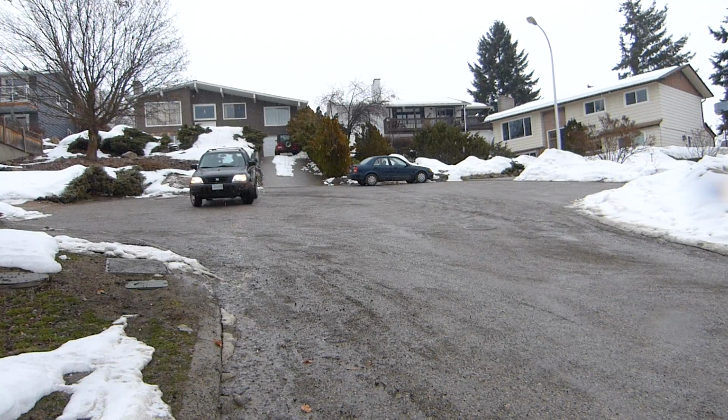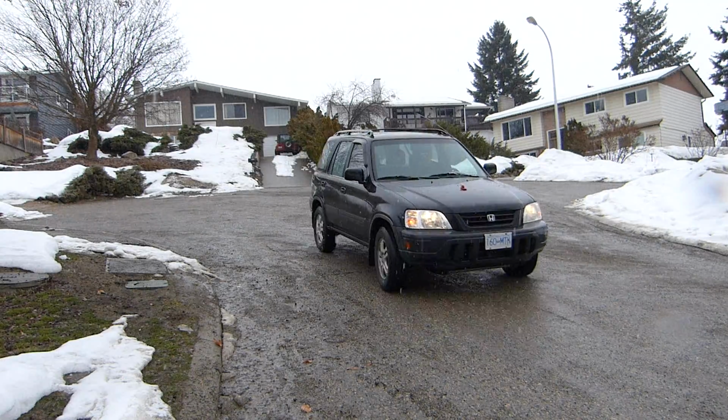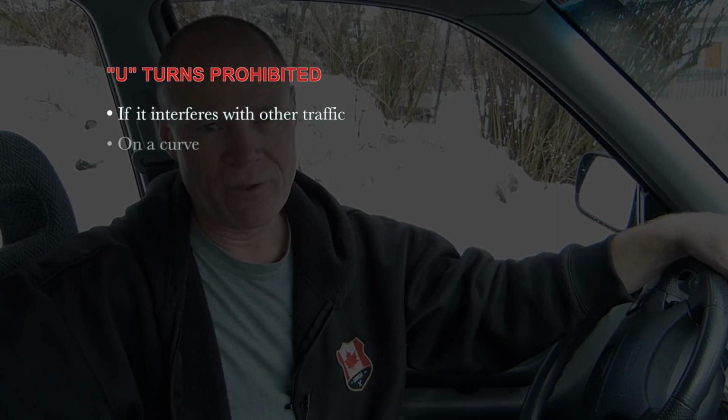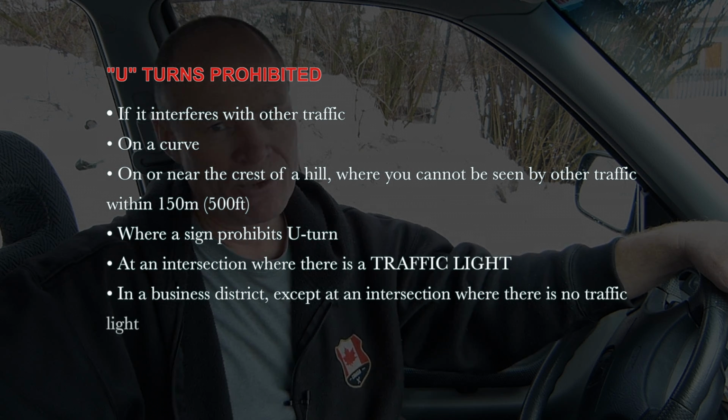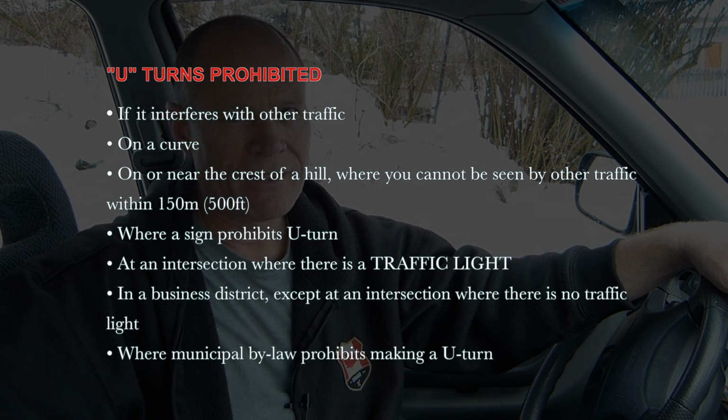driving manual here in British Columbia, Learn to Drive Smart, and there are several places where you cannot do U-turns when you're driving. The first one is anytime it interferes with traffic, and that's basically the catch-all where they get you. If you get into a crash, the police can say that you were interfering with other traffic and charge you with negligence in executing a U-turn when you shouldn't have been executing a U-turn. So that's the catch-all: anytime that it interferes with traffic.